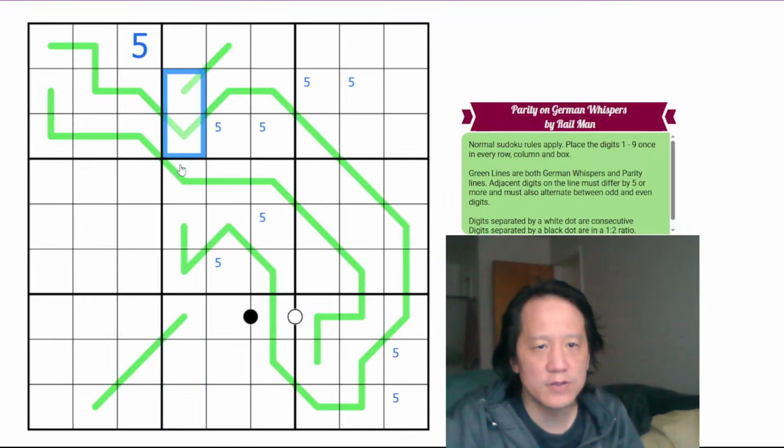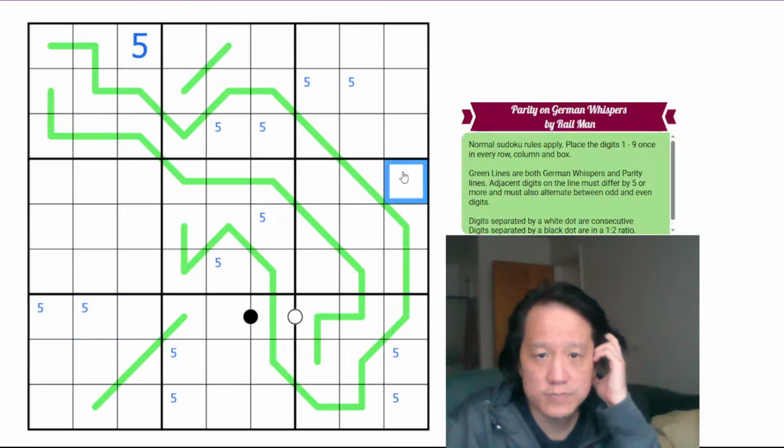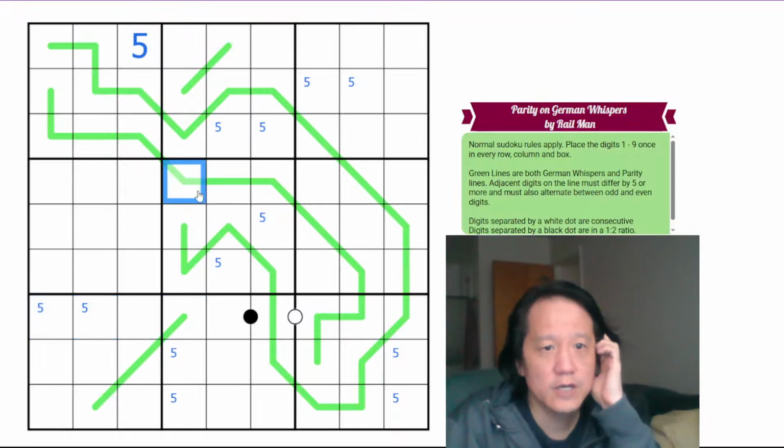Where's the 5 in column 4? Can't be here. These are all on German whisper lines, or whisper 5 lines, so it has to be one of these two. Well then, where's the 5 in row 7? Cannot be any of these because 5 has to be here and 5 has to be here. And 5 can't be here because of the 5 in the column, so 5 has to be here.